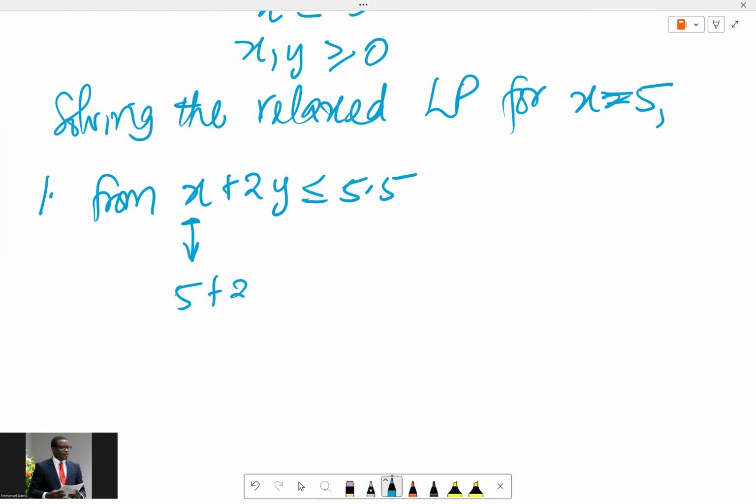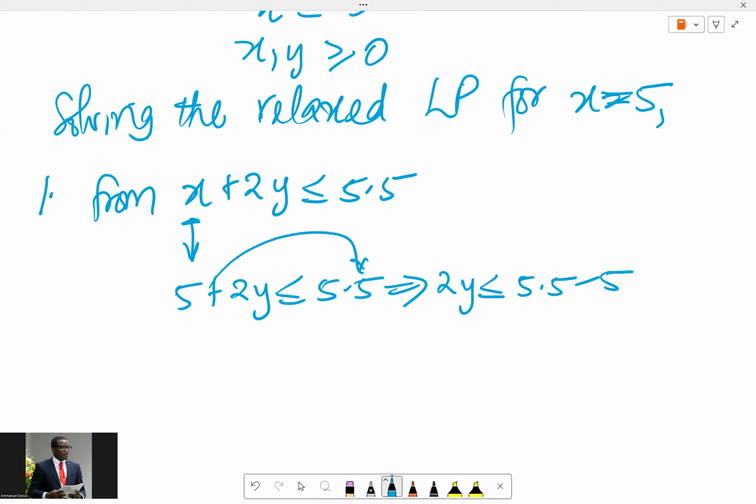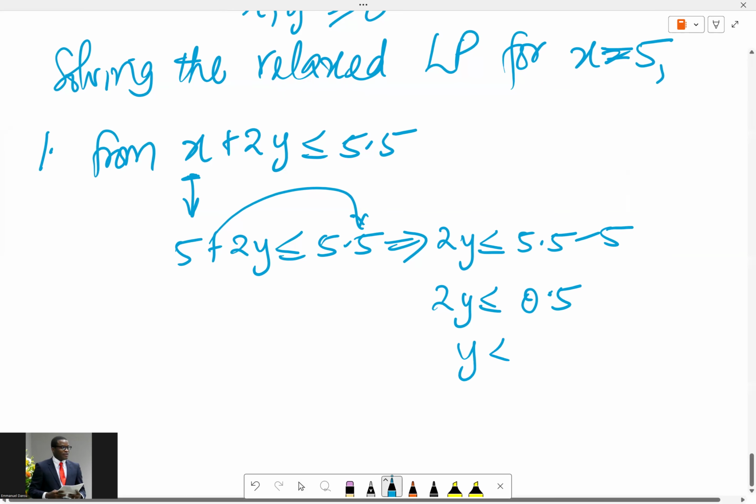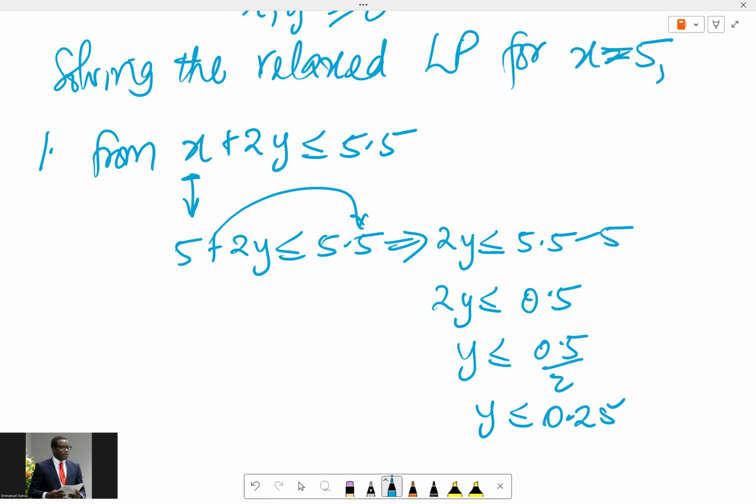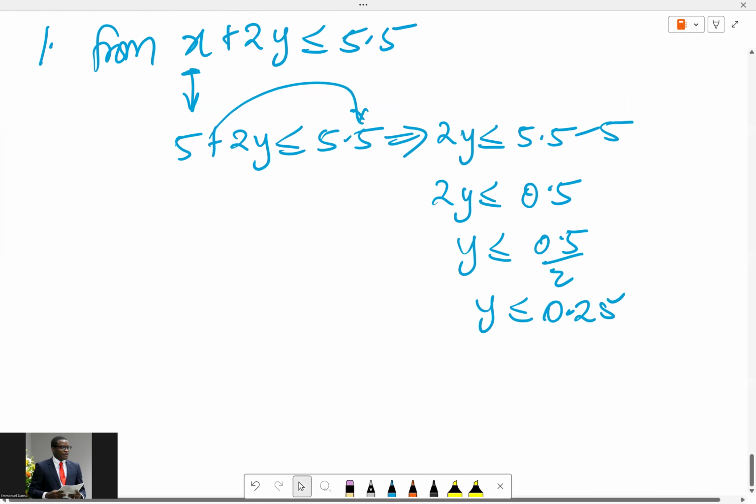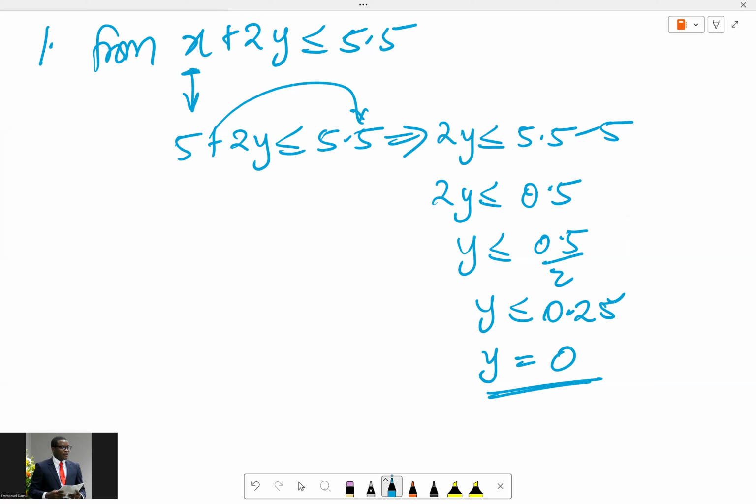So we have 5 plus 2y less than or equal to 5.5. That implies that 2y is less than or equal to 5.5 minus 5, that's you transferring this down here. So 2y now is less than or equal to 0.5, so y is less than or equal to 0.5 divided by 2. So y is less than or equal to 0.25. Since y is less than 0.25, we need an integer. So this will simply mean that y is equal to 0, because 0.5 is not an integer. The best we can take is y equal to 0.